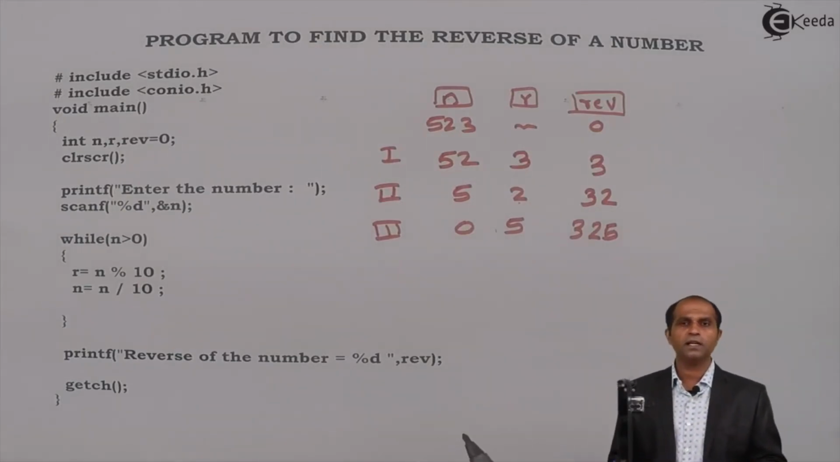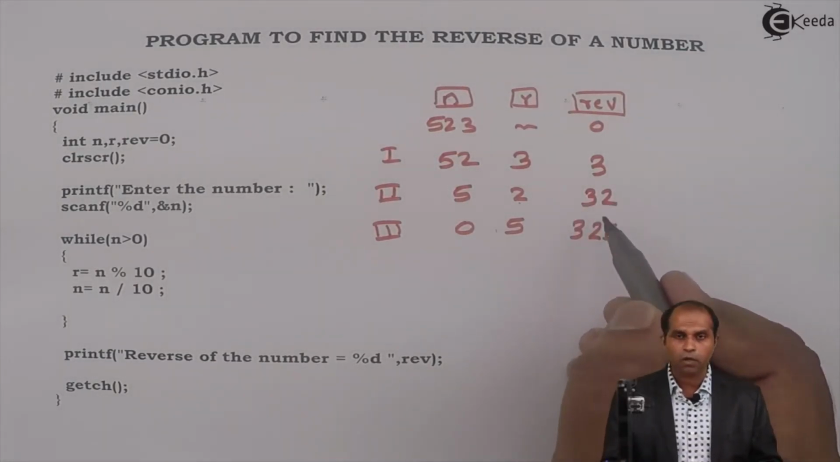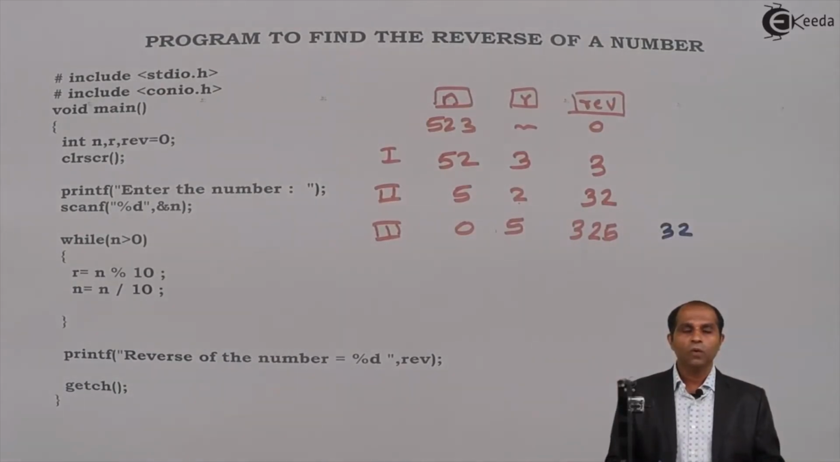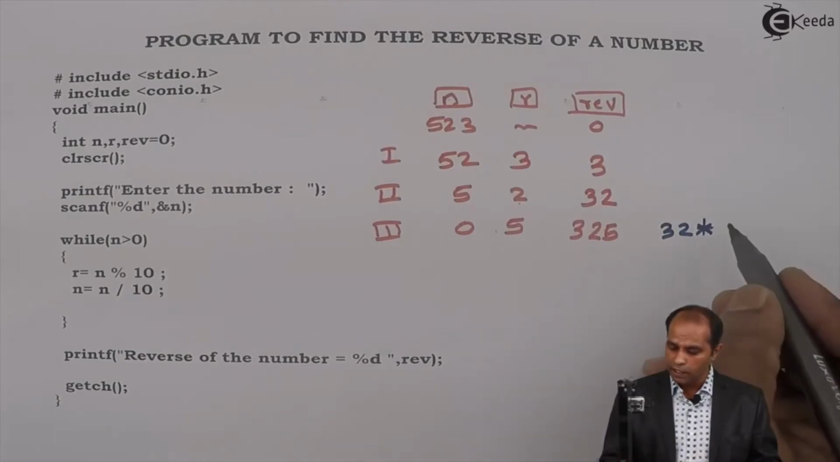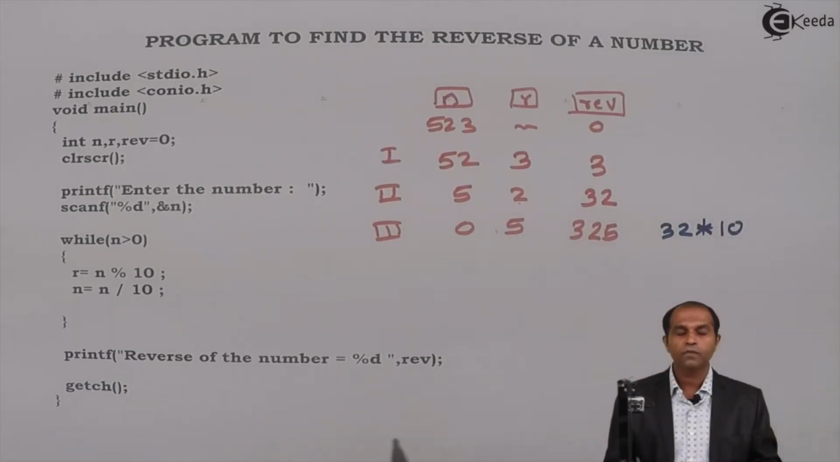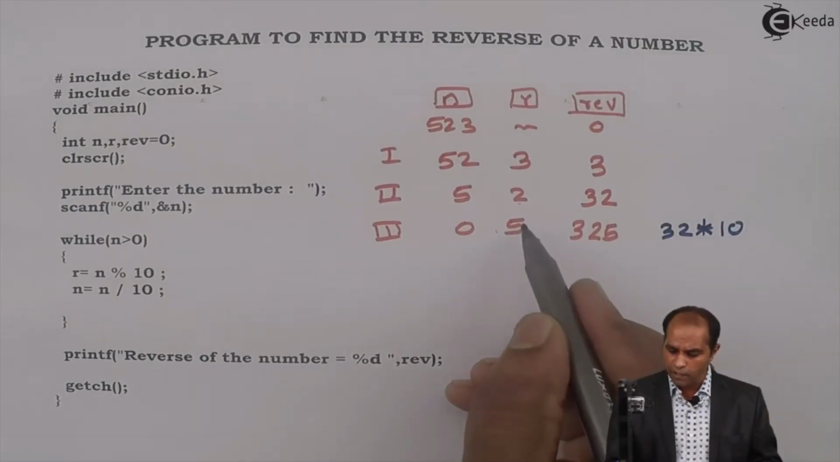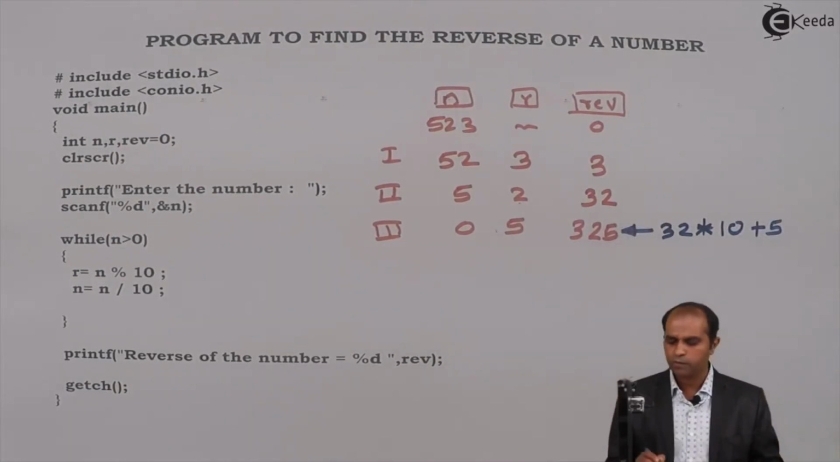So let's try a logical expression. If I have to take this 32, let's start from the bottom. So 32 has to be shifted. When I ask you to shift the digits by one position towards the right hand side, again I'll go with the magic number called 10, but this time with a result as asterisk. I'll say 32 asterisk 10. Now what is the result? 32 asterisk 10 is 320 plus I'll add the value of r in this case, that is 5. So the result is 325.